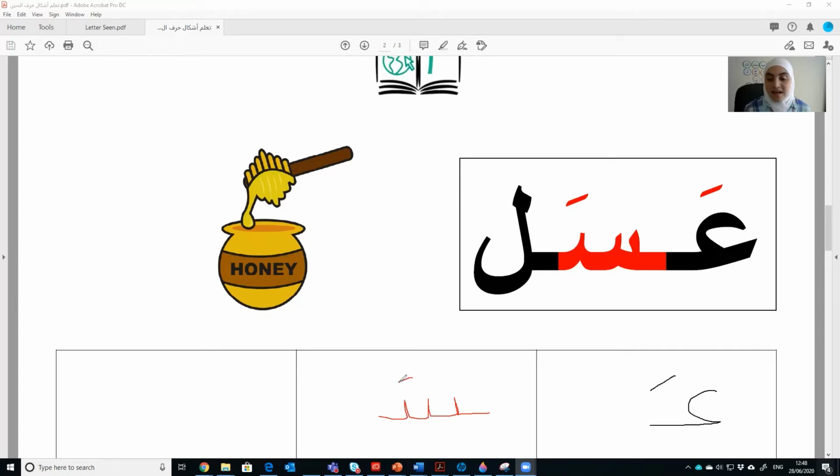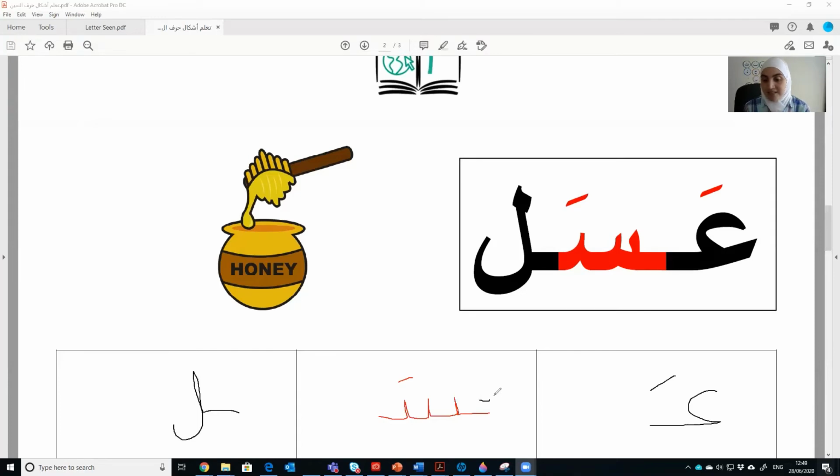Look, this is حرف السين in the middle of the word. حرف السين في وسط الكلمة. And the last letter is L. L. Yes. عسل. عسل. Great. Look, حرف السين here has 2 hands.